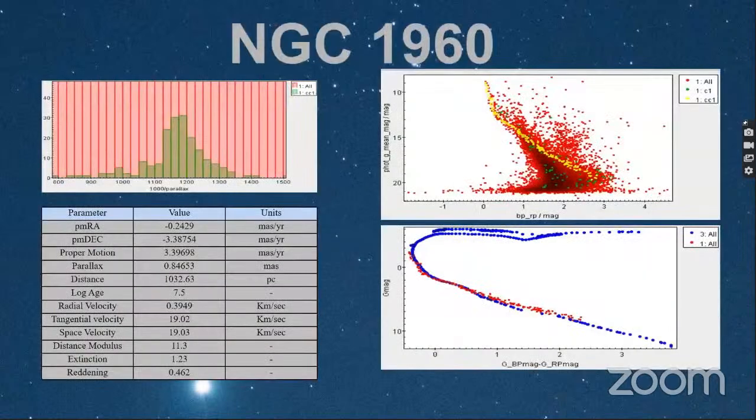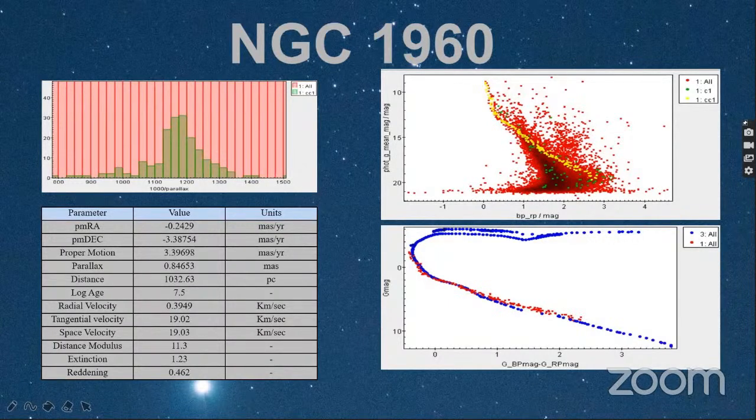Then I've made different subsets and eliminated the field stars. The yellow one over here shows my star cluster, and the red one is the whole data which I collected from Gaia EDR3. Then I've tried to fit the star cluster to the isochrone. Here the log age of the isochrone is 7.5, and the corrected distance came to 1032 PC.